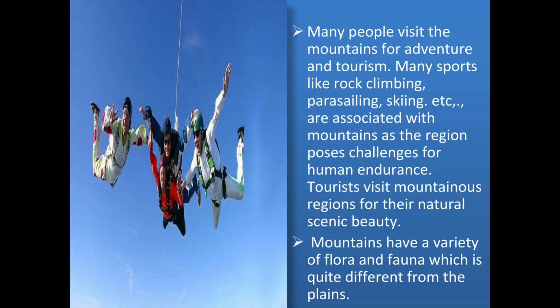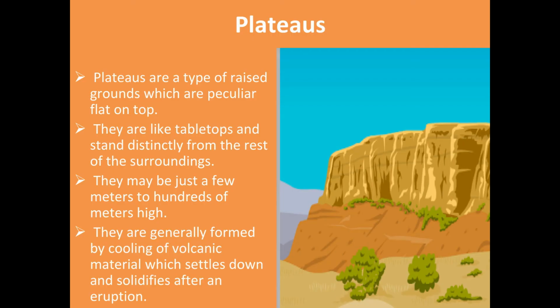Mountains have a variety of flora and fauna which is quite different from the plains. The cooler temperatures, the type of soil and the water streams allow different varieties of animals and plants to survive in the mountains. Plateaus. Plateaus are a type of raised grounds which are peculiarly flat on top.